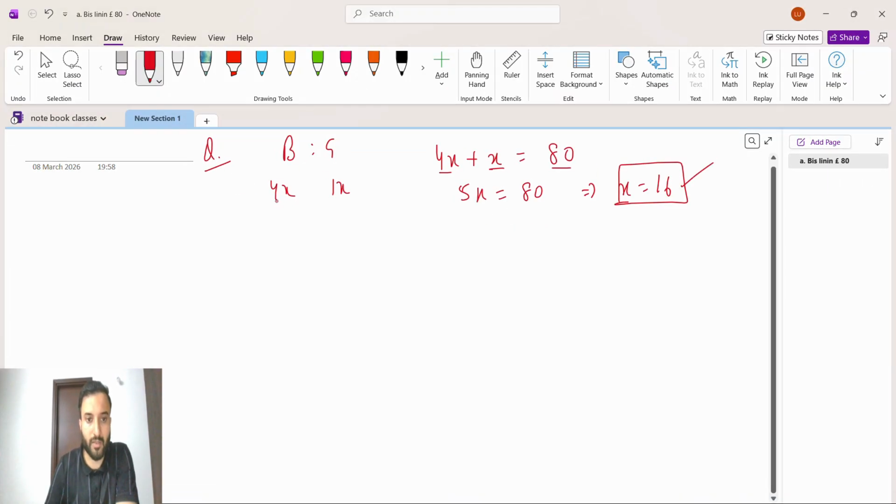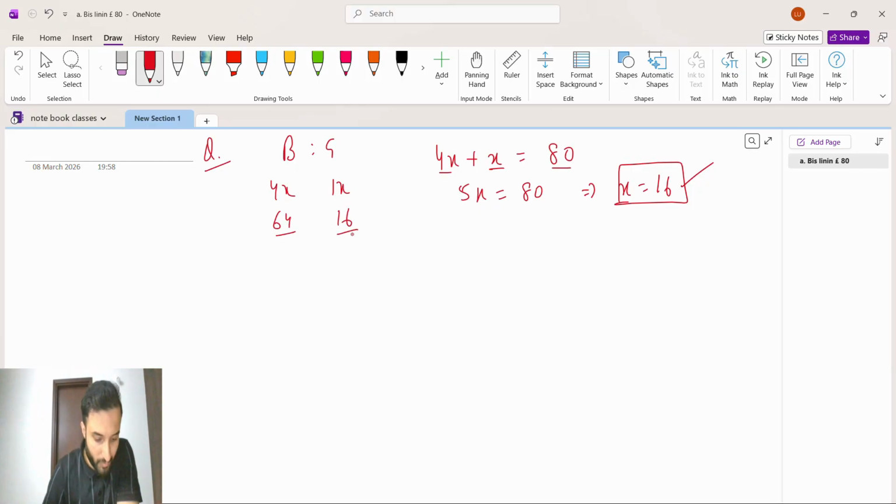We get the number of boys as 4 into x, so 4 times 16 is 64 boys, and girls is 1 into x, 1 into 16 is 16 girls. So the answer is boys 64, girls 16. You can verify from here also: 64 plus 16 equals 80, which means your answer is correct, guys.